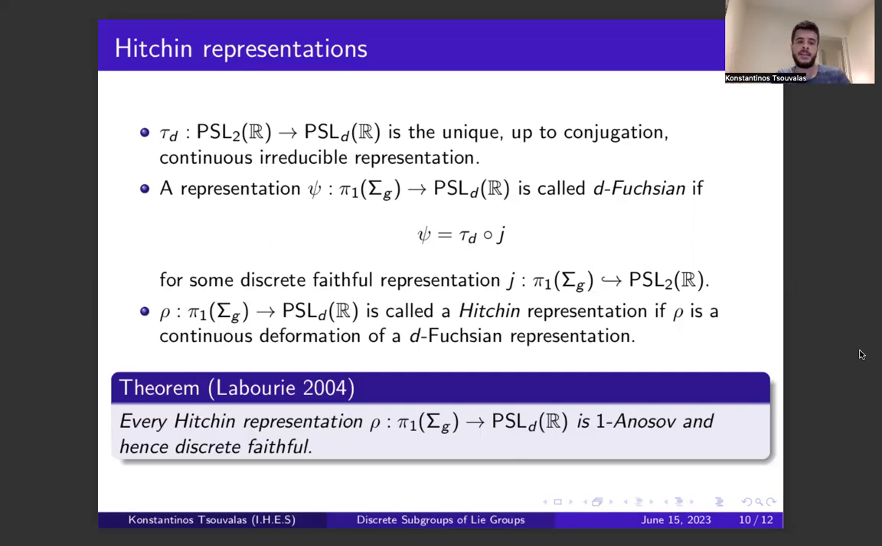And in fact, it is a very deep theorem of Labourie that every Hitchin representation is one Anosov, and therefore it is discrete and faithful. So d-Fuchsian representations are one Anosov, and that's not that hard to verify by using the definition we gave before. But the theorem says that no matter how far away we deform from a d-Fuchsian representation, the resulting Hitchin representation remains faithful.